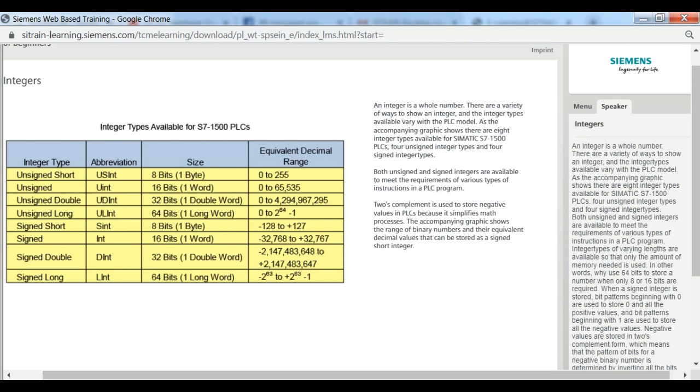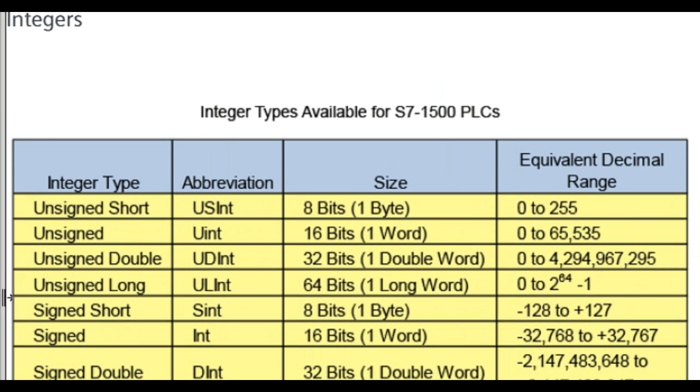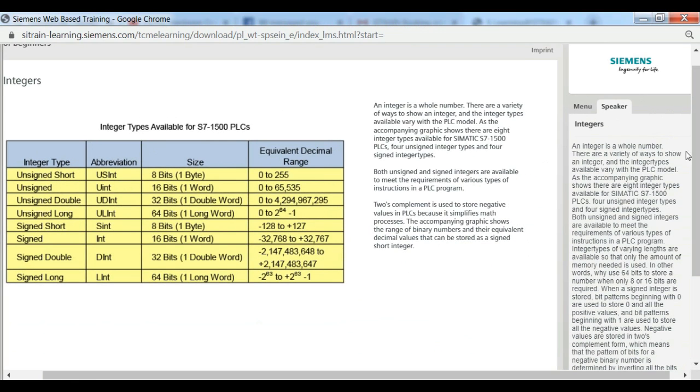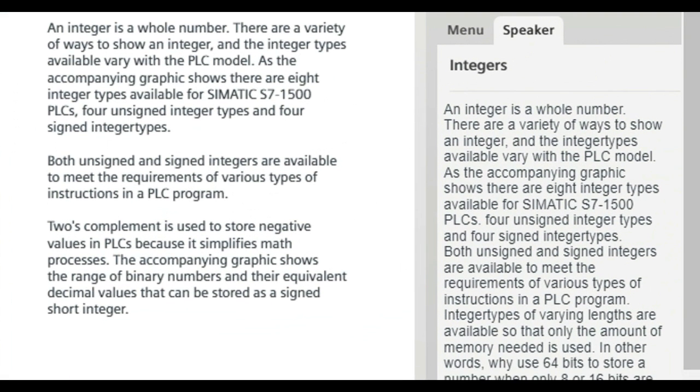An integer is a whole number. There are a variety of ways to show an integer, and the integer types available vary with the PLC model. As the accompanying graphic shows, there are 8 integer types available for Siemens S7-1500 PLCs, 4 unsigned integer types, and 4 signed integer types.